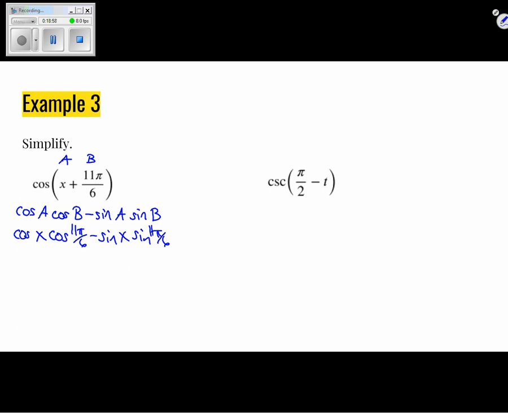From here, I just have two values to plug in, and I'll see if I have a GCF or anything to combine. So cosine of X, there's nothing I can really do with that. So what's cosine of 11 pi over 6?